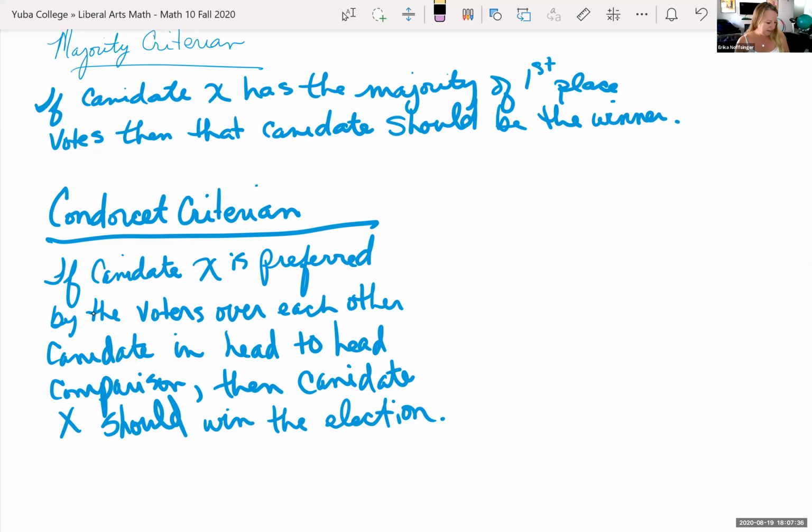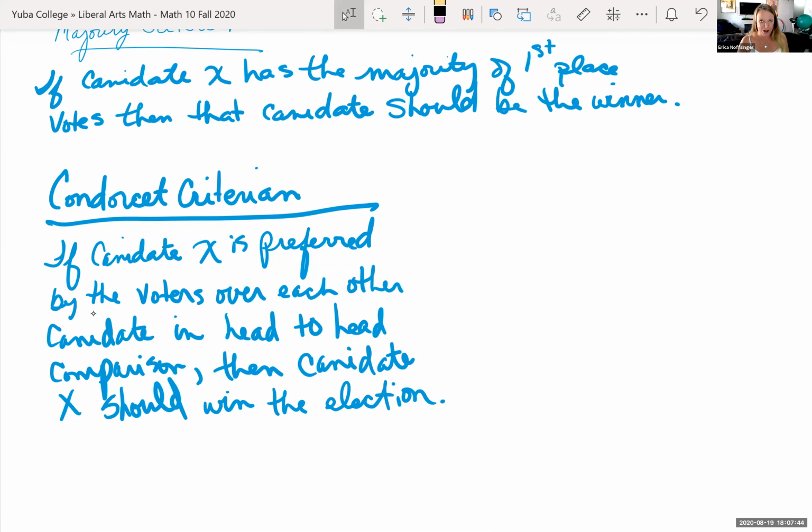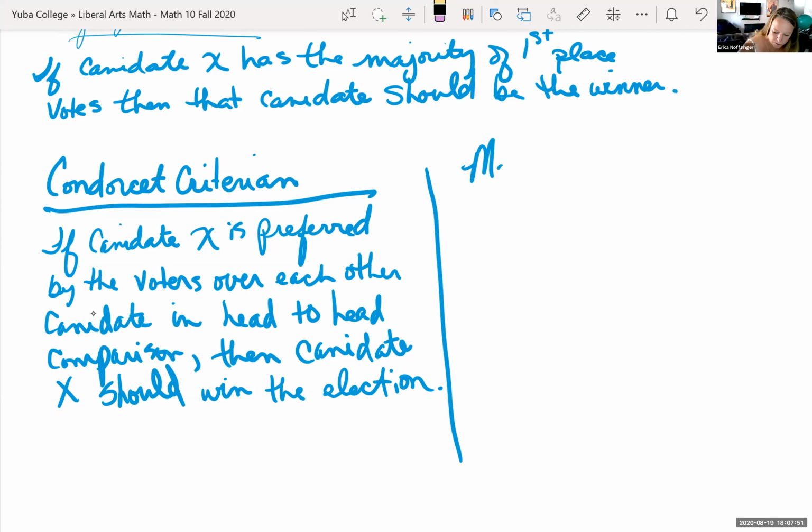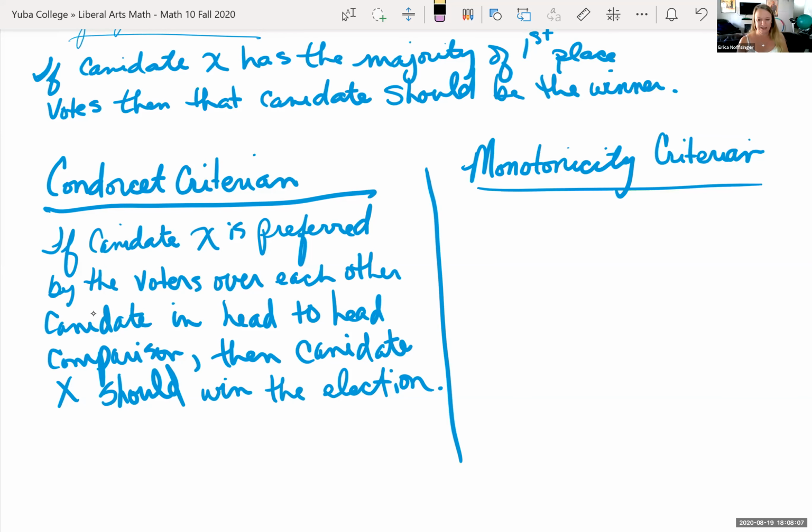Let me see, any other criterion. One other criterion is the Monotonicity Criterion. Okay, so if candidate X is a winner of an election, and in a re-election the only changes in the ballots are changes that favor X and only X, then X should still remain the winner. So I just wanted to read that through, and now let's write it out.